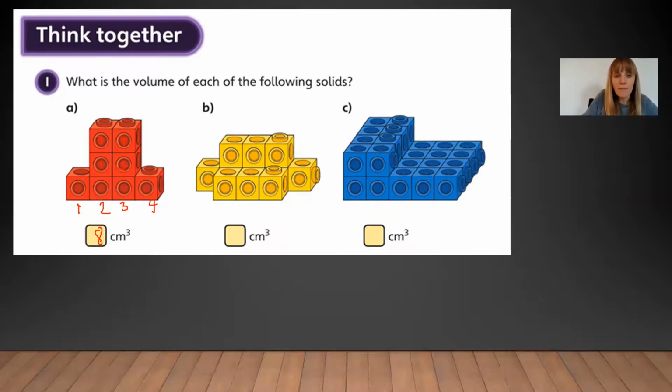Now, for part B, we can see 1, 2, 3 cubes at the front, can't we? And then we can see another 3 cubes along the top. So at the moment there, we've got 6 centimetres cubed, but also these 3 cubes here along the top must be sitting on 3 cubes underneath, because they can't just float, can they?